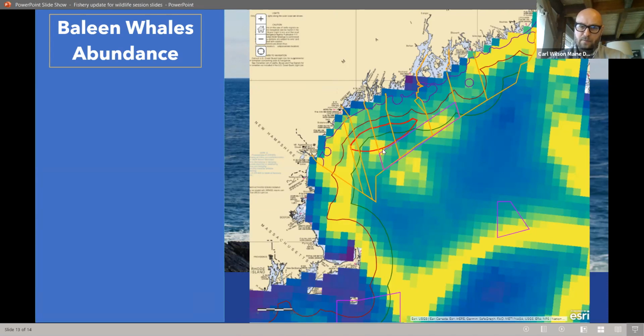Again, it's showing relatively higher abundance around Platts Bank and Jeffreys Ledge, and then to a lesser degree, less abundance of baleen whales to the east. For reference, you may have heard there's a proposed right whale seasonal closure for the inshore lobster fishery, and this is the purple box that is being discussed for that as well.